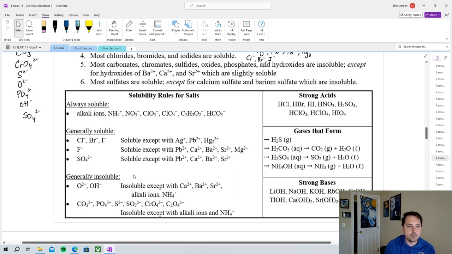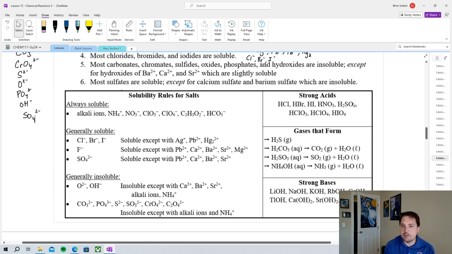And lastly, we have the generally insoluble classes. We have oxygen and hydroxide with their notable exceptions, and the other ones that I drew up above. There's another one here. This is C2O4. That's oxalate. So that's another one that can be insoluble.